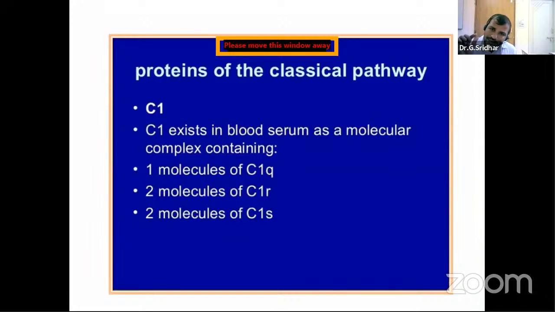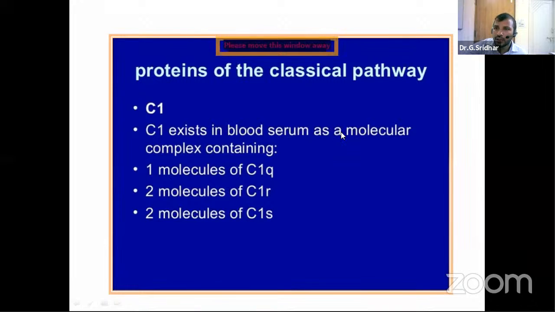That means if you activate a single C1 protein, it will set off a big pathway: C1, C4, C2, C3, C4, C5, C6, C7, C8, C9, forming the membrane attack complex and damaging the cell. Proteins in the classical pathway.